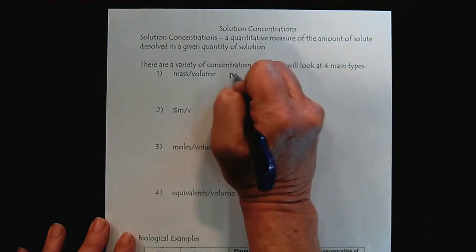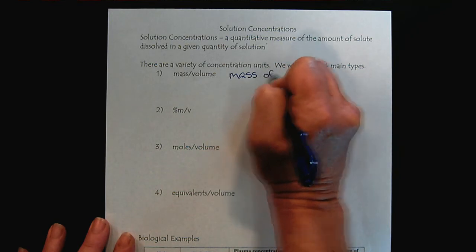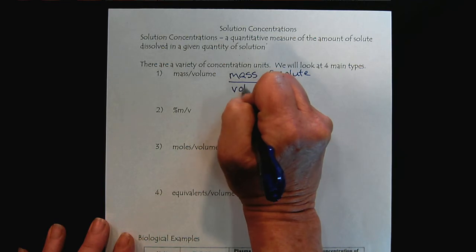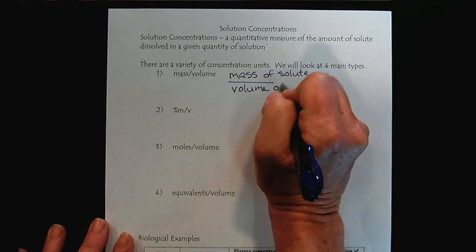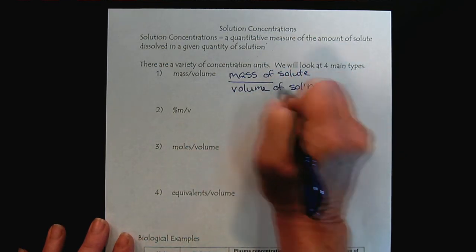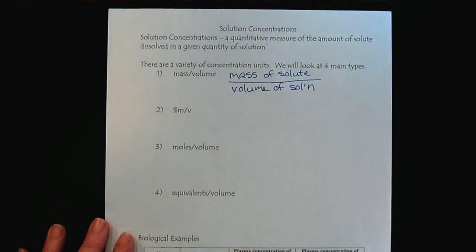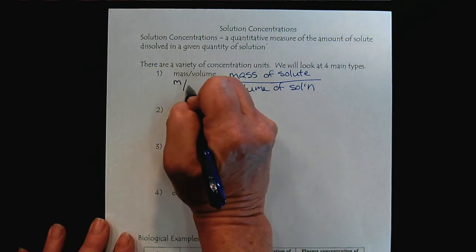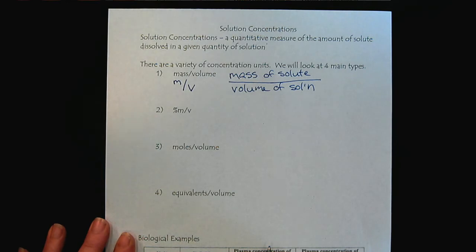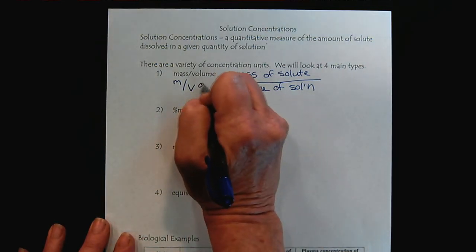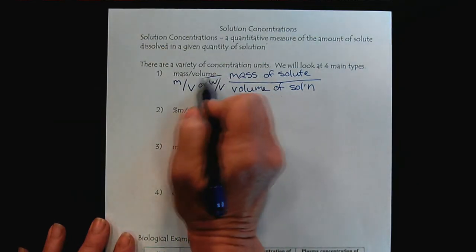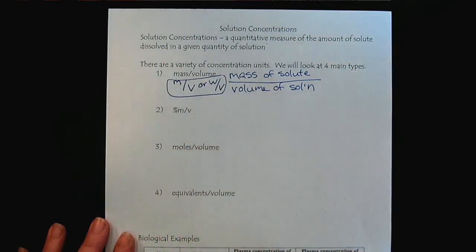So this will be mass of solute over volume of solution. Now, mass is the most correct term, mass over volume. But don't be surprised if you see weight over volume. They mean the same thing, and it just depends on who's writing it.